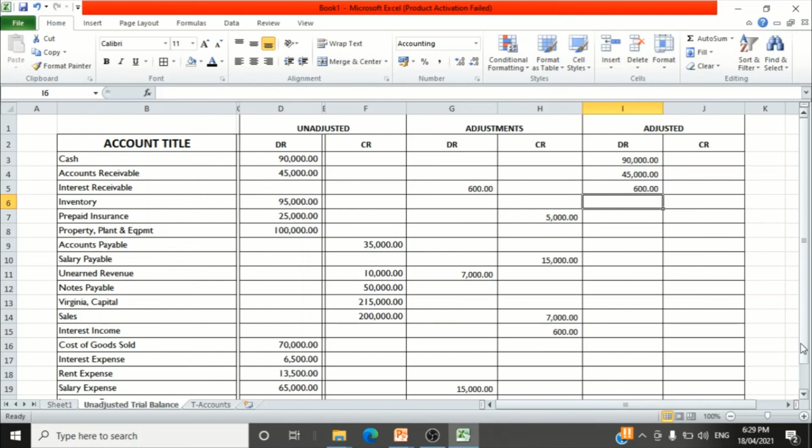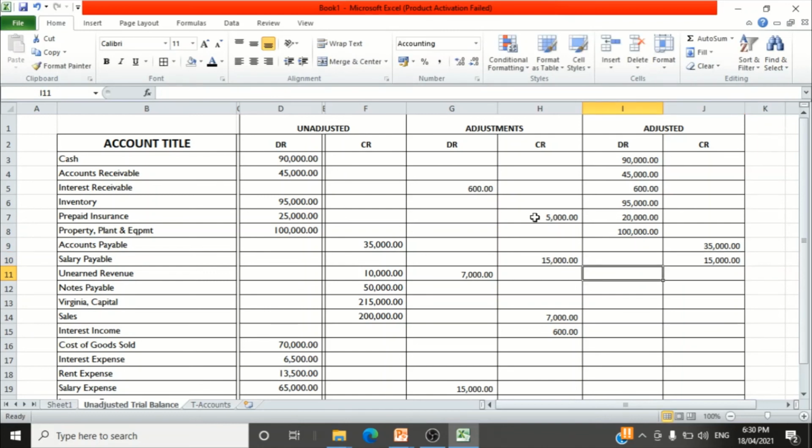Alright, so let's move to inventory. No adjustment, 95,000. Alright, prepaid insurance, there is an adjustment in here. So we used to have 25,000 less the 5,000. So what's left is, okay, so yan, bawasan natin. Para mas precise, gawa na natin ng formula. For the property, plant, and equipment, we have 100,000. It remains the same. Alright. For accounts payable, there is a credited 35,000. Remains the same. Salary payable is 15,000.